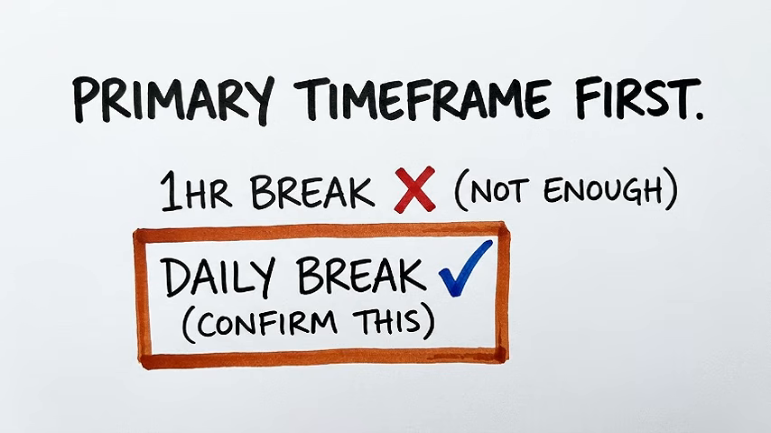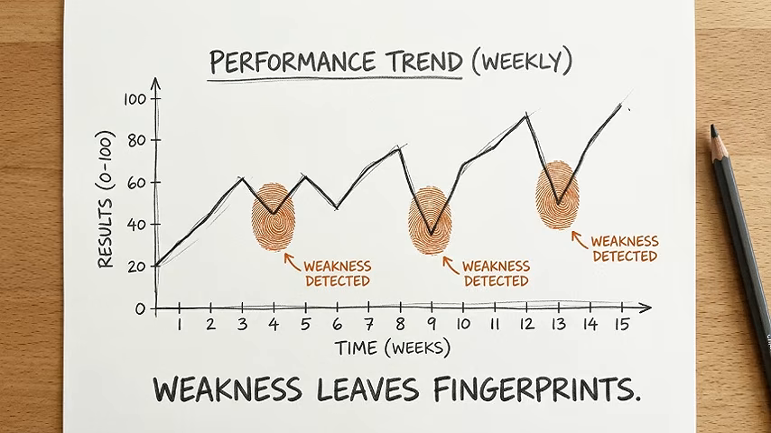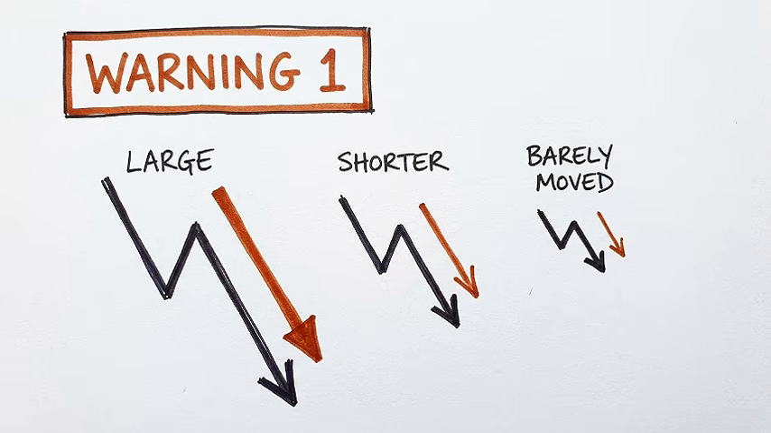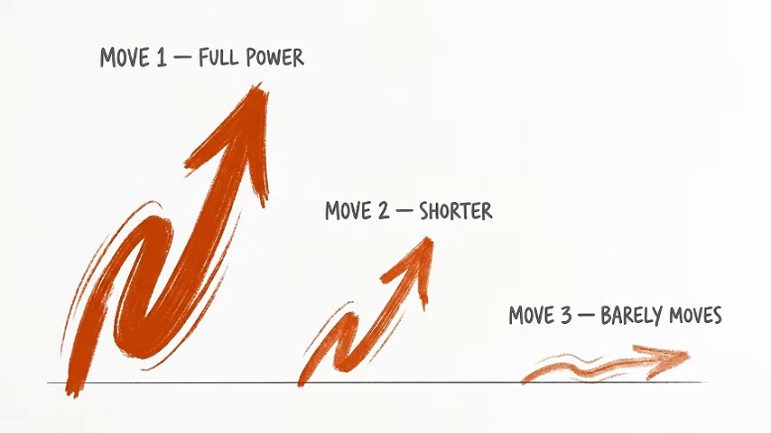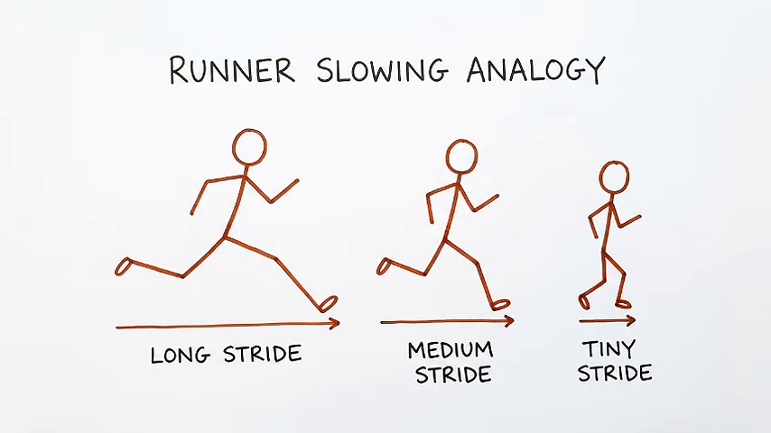The warning signs. Reading weakness before the reversal. Before a trend dies, it weakens, and that weakness leaves specific, readable fingerprints on the chart. 3 warning signs that tell you the trend is losing strength before the actual reversal occurs. Warning sign 1. Diminishing impulse legs. Compare 3 consecutive moves in the trend direction. If the first move was large and powerful, the second was shorter, and the third barely moved at all, the trend is running out of energy, like a runner whose strides are getting shorter and shorter just before they stop. The trend is not dead yet, but it is visibly tiring.